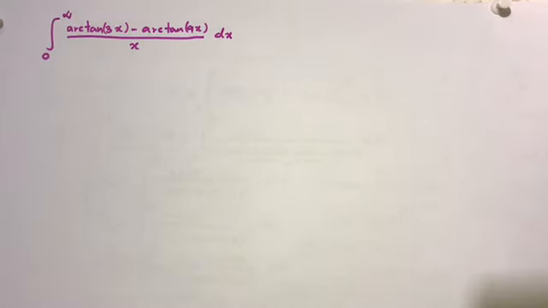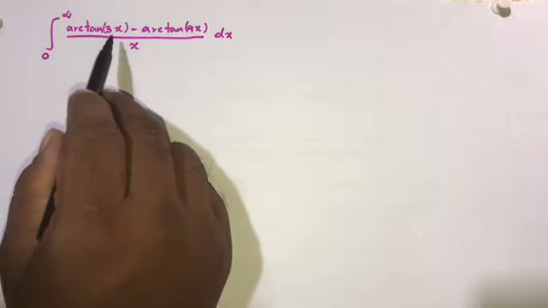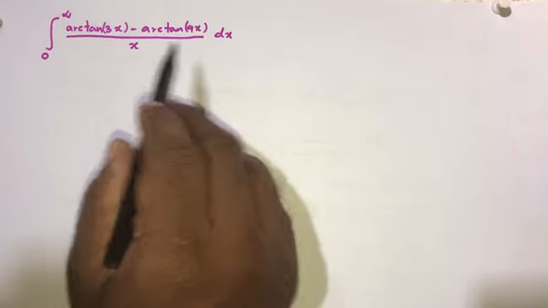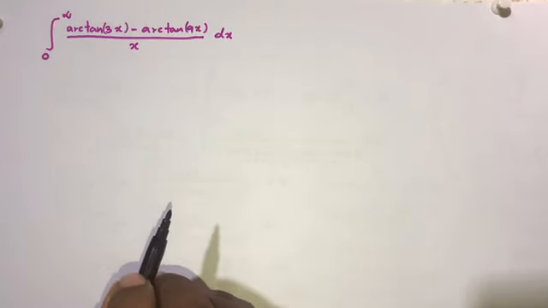Today we are going to solve another interesting integral. Integral from 0 to infinity of (arctan of 3x minus arctan of 9x) over x with respect to x. Okay, how to begin?